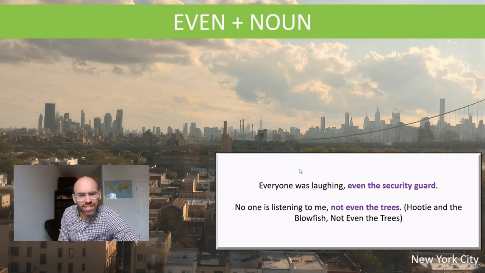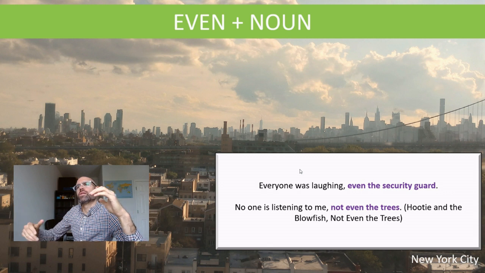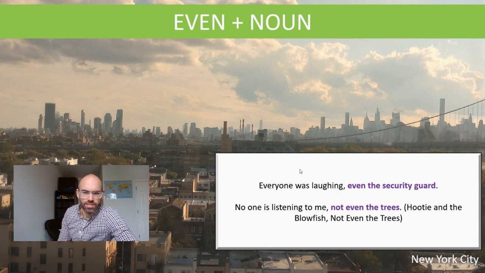And then the second sentence is a lyric from Hootie and the Blowfish, and it says, no one is listening to me, not even the trees. And so in this song, the lyric is stating that it's including the trees in the group of people that are not listening to the lyricist in this case. And so he's saying, no one is listening to me, not even the trees.